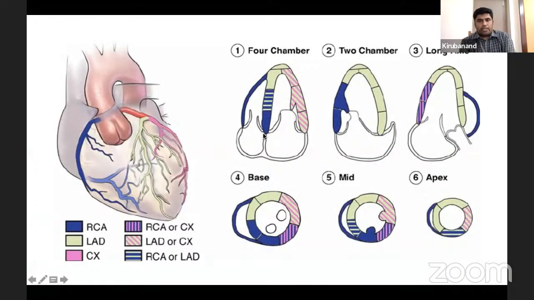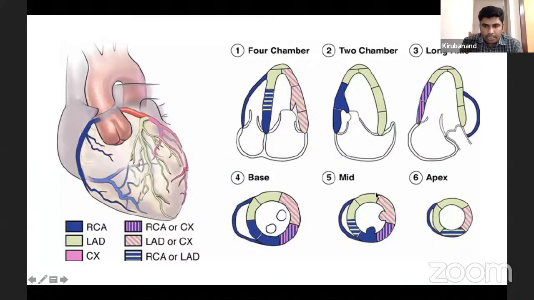So this is the echocardiographic view. When we view the echo, we should know which valve is affected and so which vessel is affected. This is the transthoracic view: 4-chamber, 2-chamber, long axis, and base, mid and apical short axis views. We can clearly see that this is the anterolateral wall, which is supplied by the circumflex artery, while the anterior and anteroseptal wall of the LV is supplied by the LAD territory. The inferior part of the septum and the inferior wall are supplied by the right coronary artery.